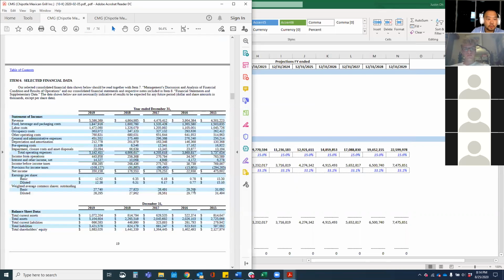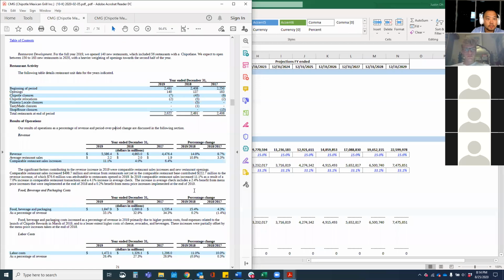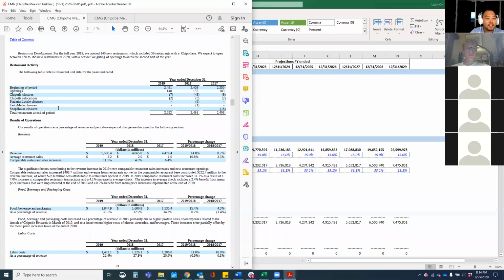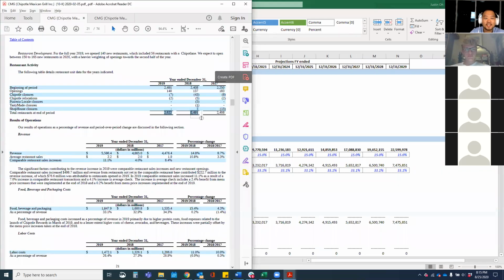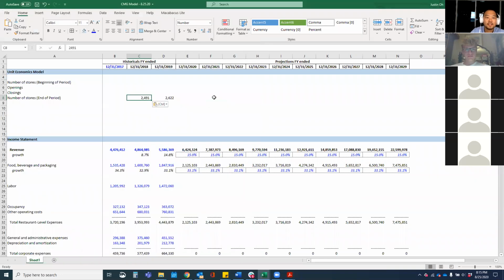I'm going to find a table that says number of restaurants. Okay, they've got other things like Pizzeria Locale, Tasty Made and Shop. I've never heard of that. See, they even do what I just said: openings, closures, relocations, total restaurants at end of period. I have analyzed restaurants in the past. I told you guys about how I hated Shake Shack when they IPO'd, right?